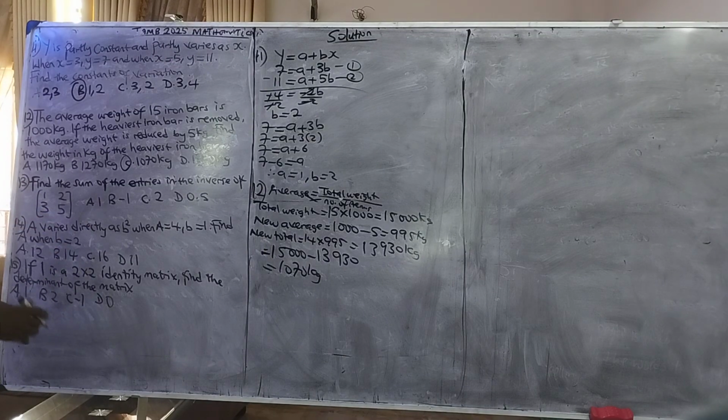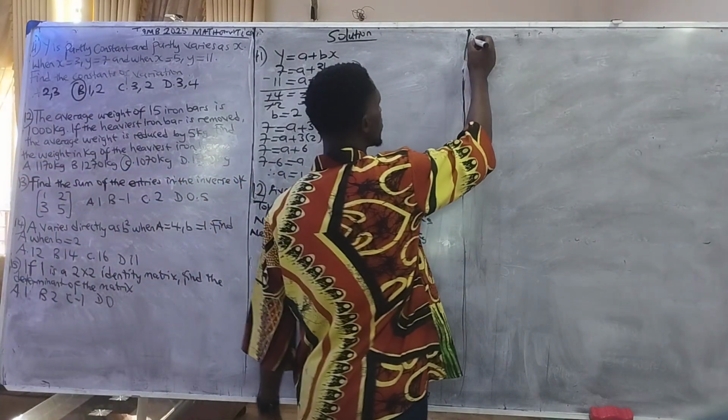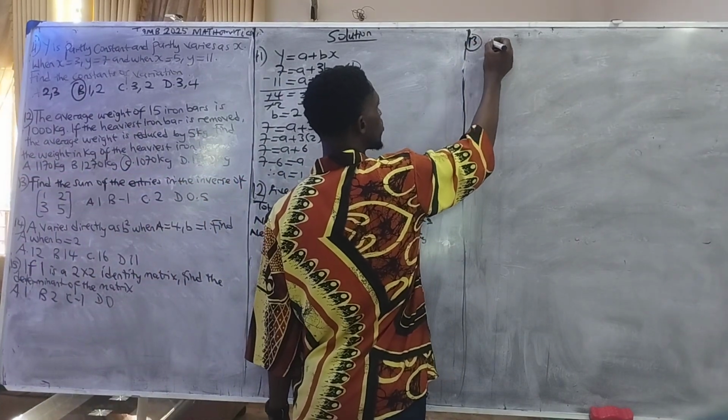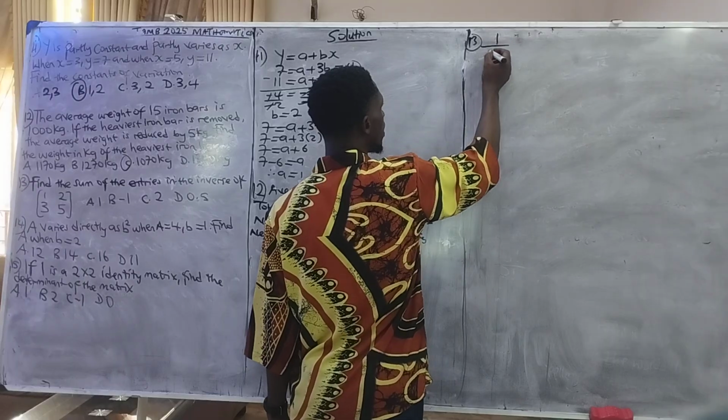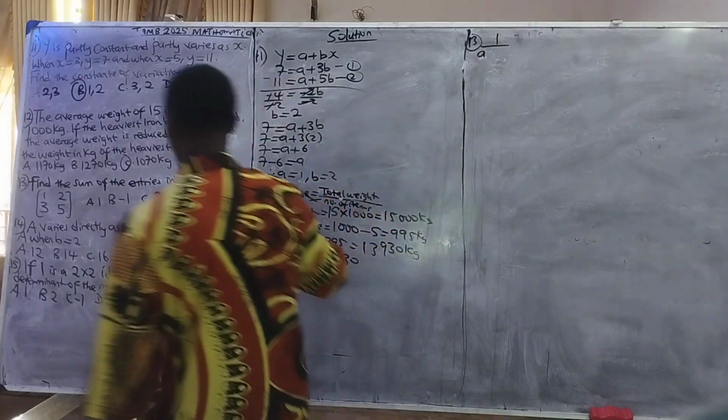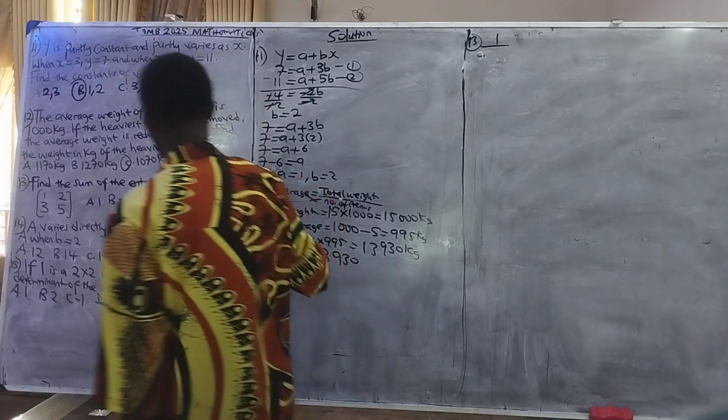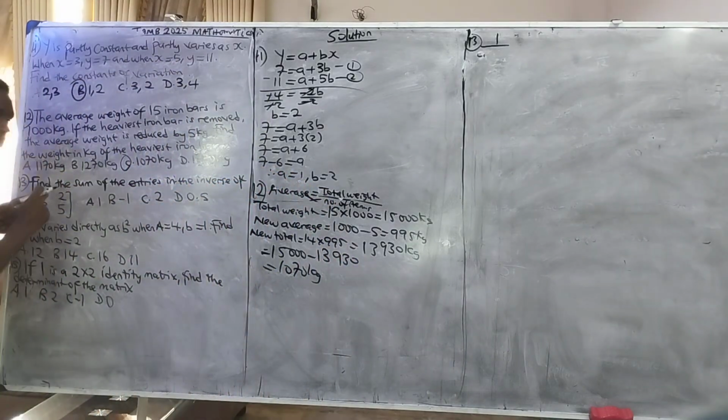Then number 13, we have: find the sum of the entries in the inverse of this 2 by 2 matrix. First of all, what is the formula for the inverse of a 2 by 2 matrix? Let me bring it here. So how do you get the inverse? 1 over the determinant. This times this minus this times this.